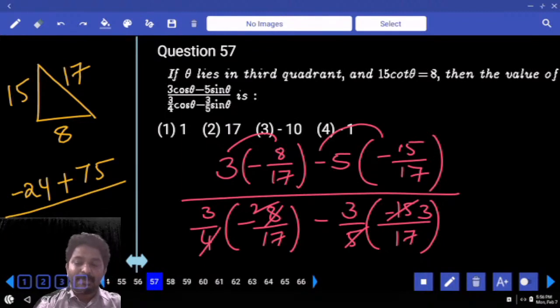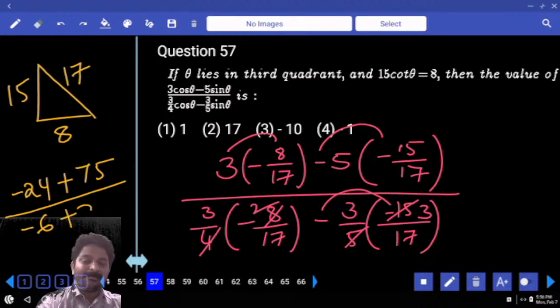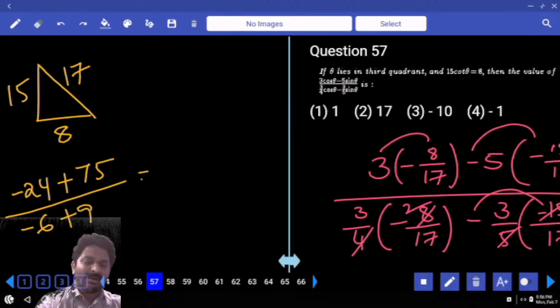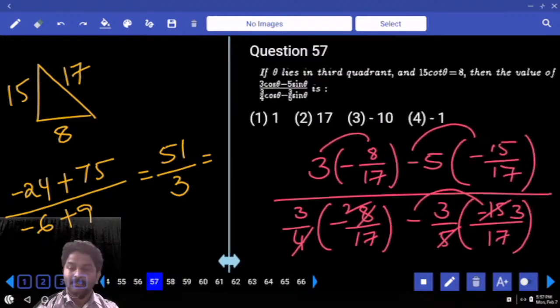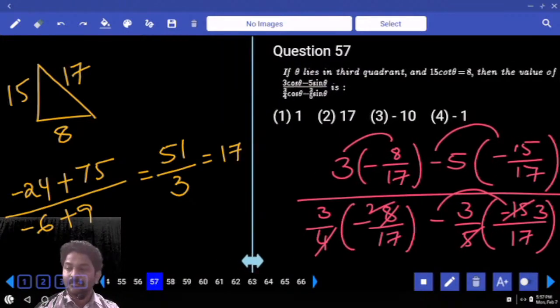Next, 3 into minus 2, minus 6, minus of minus, plus 3 into 3, 9. Okay, right. Now what is the numerator? 51. Denominator 3. Answer 17. Second option. Hope this is clear.